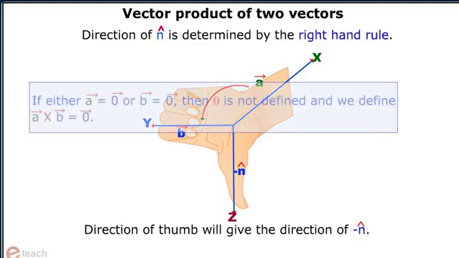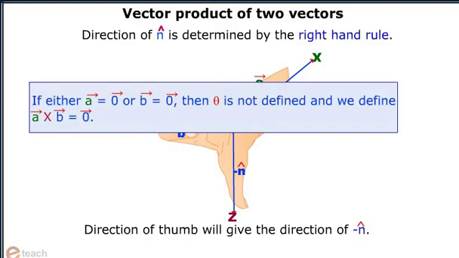If either a vector equals null vector or b vector equals null vector, then theta is not defined, and we define a vector cross b vector equals null vector.